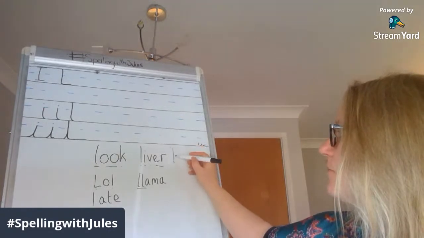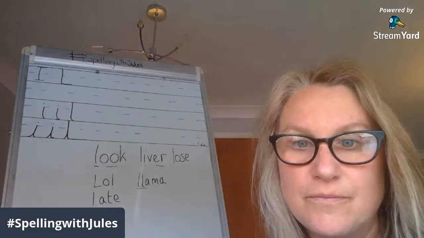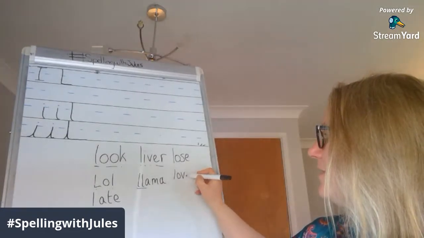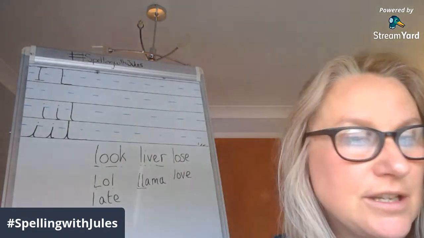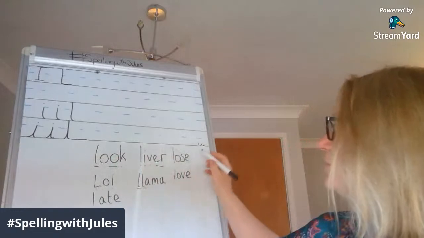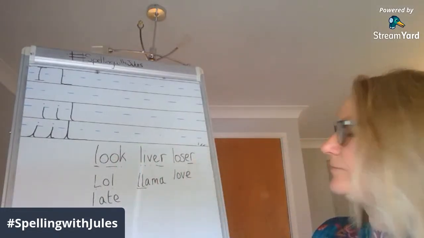Lose, good. The opposite of win was lose. Love, well done. And you spelt it right, Ronan. Oh, good. It's a nice word to have. Loser, yeah. So you got lose, or you could put an R on the end to make that loser.